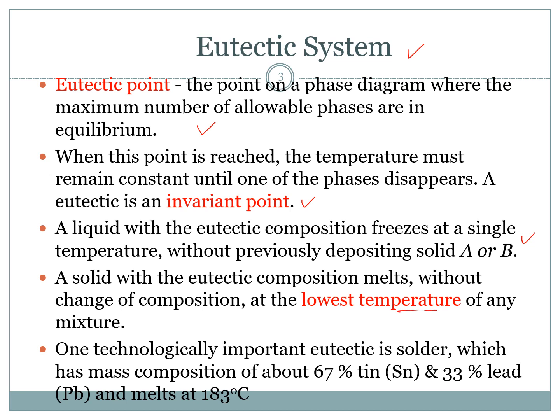So one technologically important eutectic is solder, which has mass composition about 67% tin and 33% lead and melts at 183 degrees Celsius.